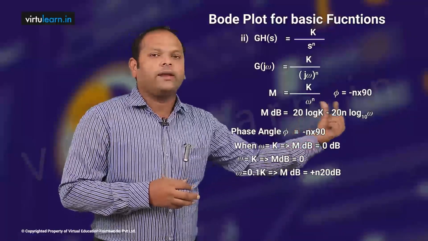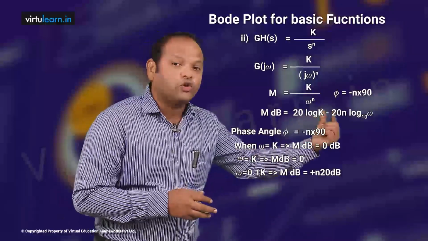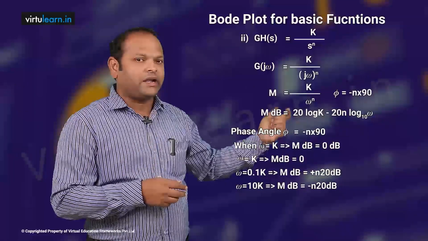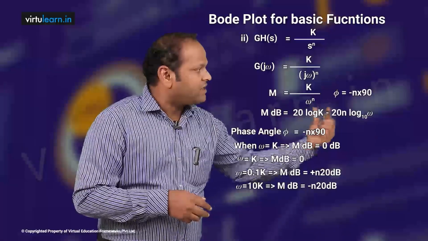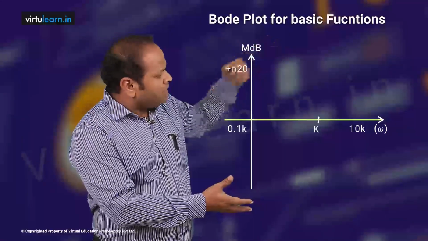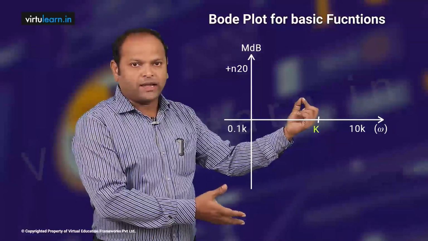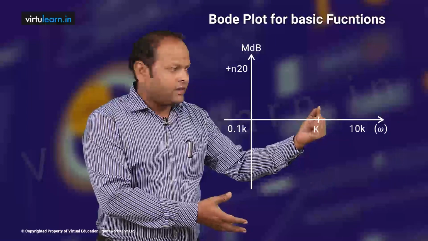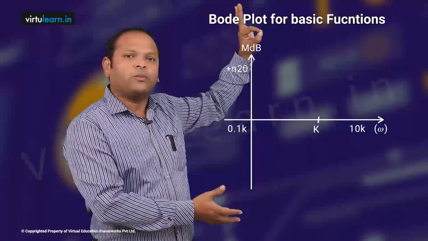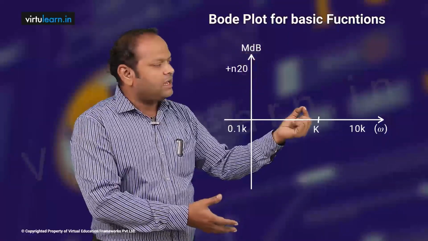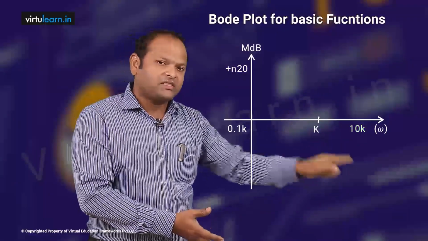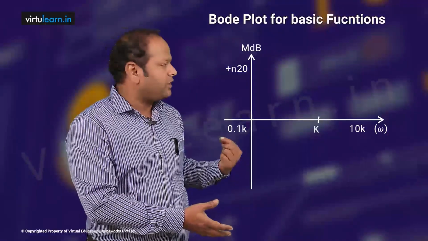Similarly, when you take omega is equal to 0.1 k, what will be the m dB value? That is n times 20 dB, and that is going to be plus. So when omega is at 10 times k, k can be any value, then m dB is going to be minus n 20 dB. Which means when you plot this magnitude plot, on the 0 dB line we have omega is k, and when you take one decade to the left side, k to 0.1 k, then the point is plus n 20 dB. Similarly, if this is increased by 1 decade, k becomes 10k. When omega is 10k, it is going to touch the point where it is minus n 20 dB.